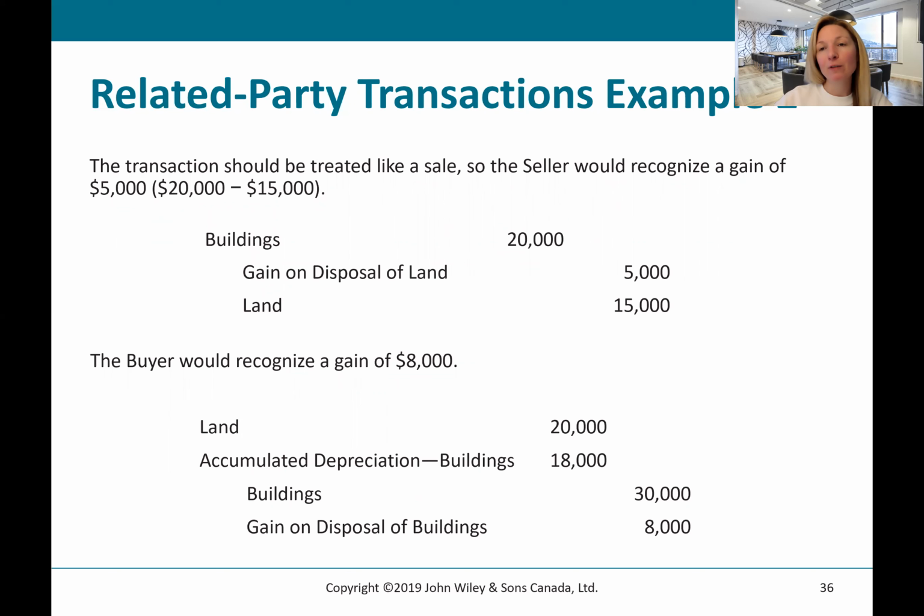So they got the land for 20,000. They gave up the building that was worth 18,000. Is that right? 30 minus 18? No, 12,000. Sorry, 12,000. Got land of 20,000. Give up building for 12,000. Had a gain of 8,000. Of course, that math makes sense.